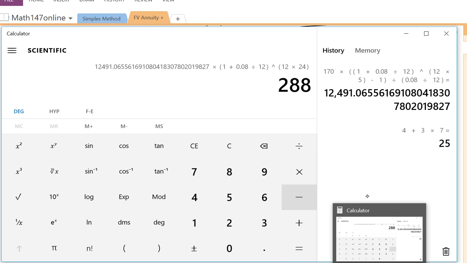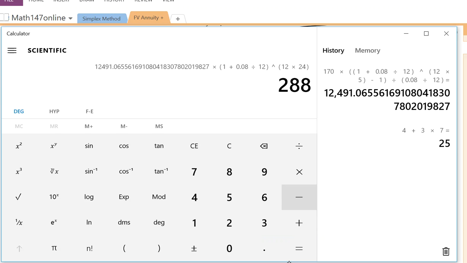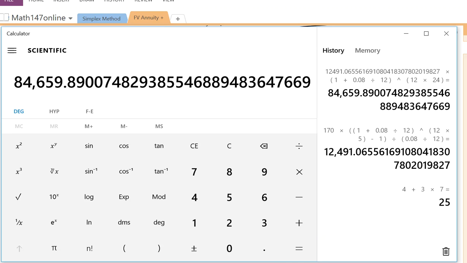By using the previous answer, I keep all the precision that my calculator is keeping track of, and it makes my answer more accurate here. Sometimes these computer programs are very picky: if you round off partway through your equation, you'll end up with an answer that gets marked wrong because of the rounding error. So try to avoid rounding if at all possible. And so then my total would be $84,659.89. That would be our final answer there.